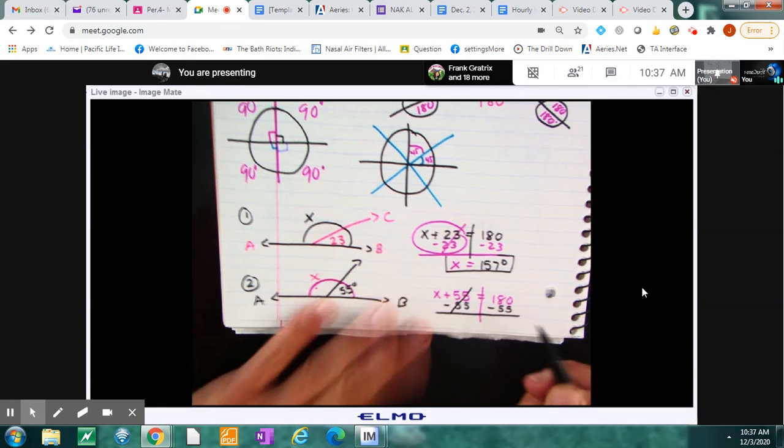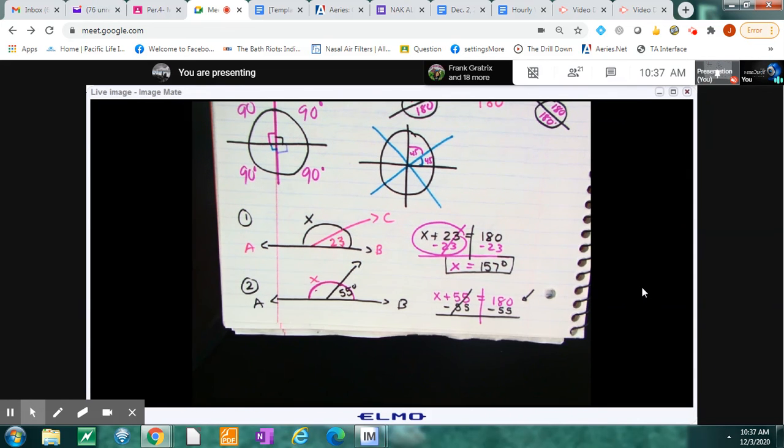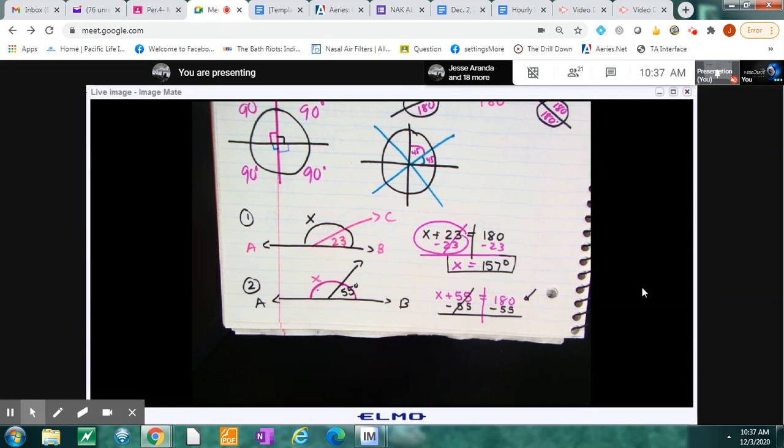See that? So what Frankie's talking about is this part right here. Can I just do that? Yeah, but you got to understand how to set it up. That's the whole purpose. Your mind's already saying, oh, can I just do that? Yeah, you can. But make sure you set it up.